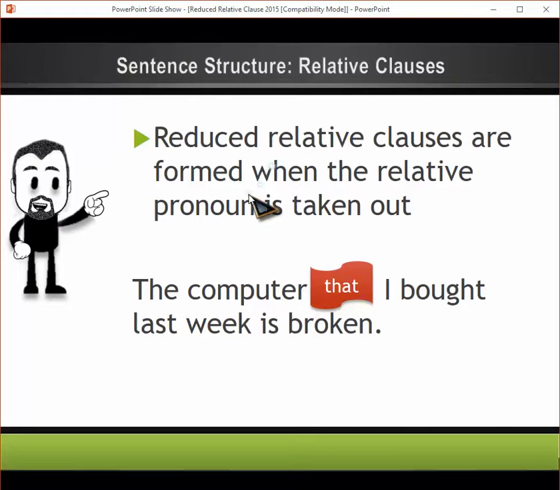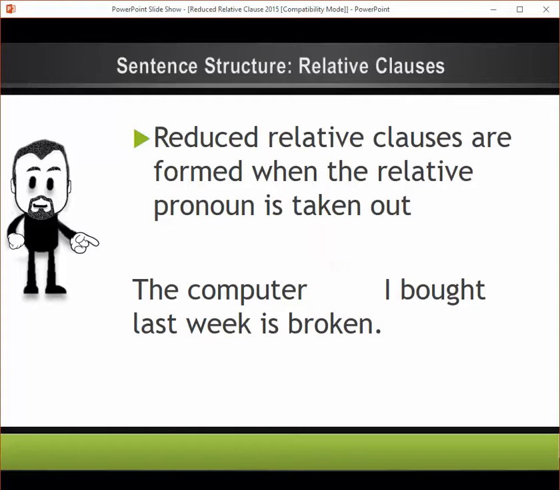Okay, so we need to understand this no name, no commas rule in order to be able to reduce the relative clause. Reducing the relative clause requires us to notice commas or no commas. So look at this sentence. Reduced relative clauses are formed when the relative pronoun is taken out. So, the computer that I bought last week is broken. I can actually reduce it. The computer I bought last week is broken.